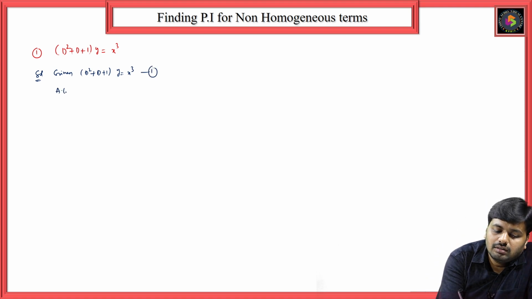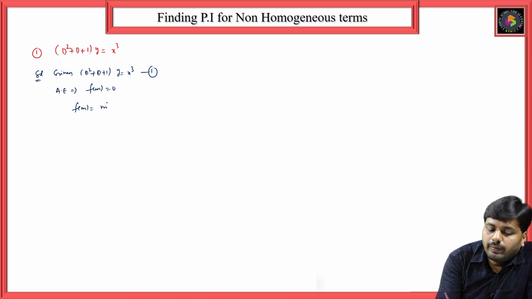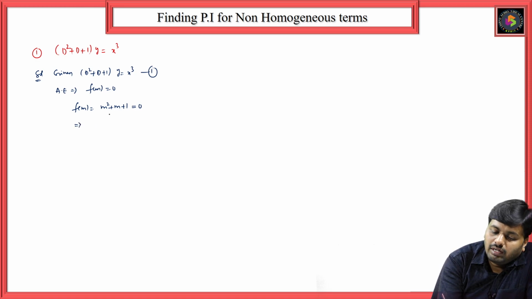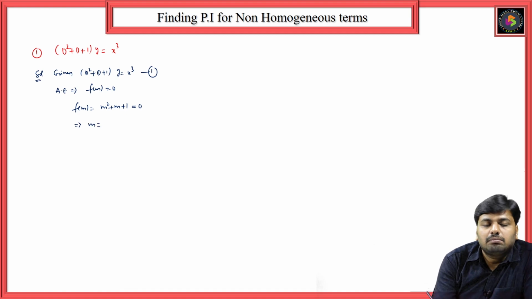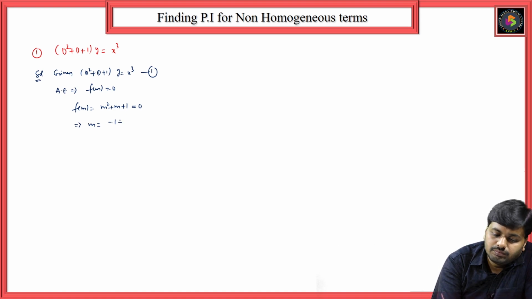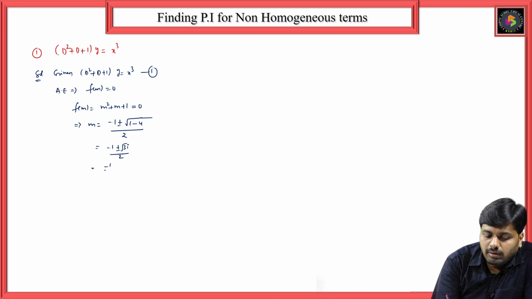Now as it is the same format, we have to follow the auxiliary equation f(m) = 0. Then f(m) = m² + m + 1 = 0. I can write the roots of this equation, we have to follow the quadratic formula: (−b ± √(b² − 4ac)) / 2a. That is (−1 ± √(1 − 4)) / 2, so (−1 ± √3 i) / 2. Therefore the roots are −1/2 ± (√3/2) i.